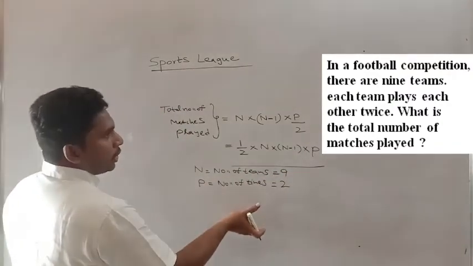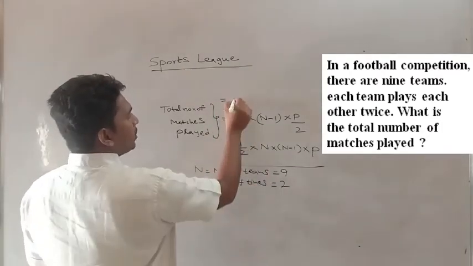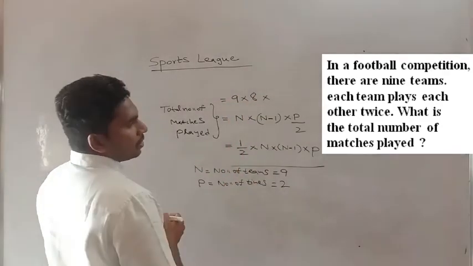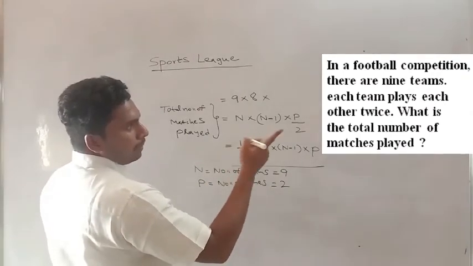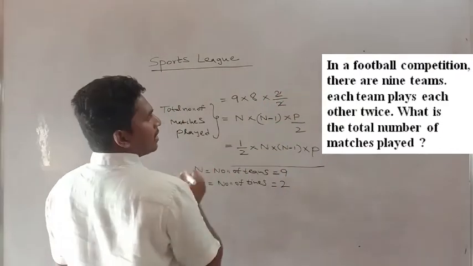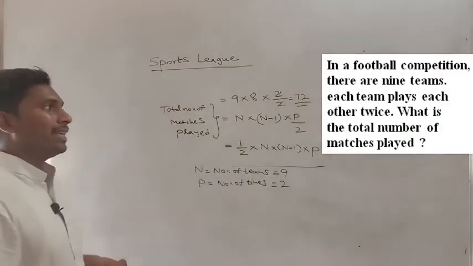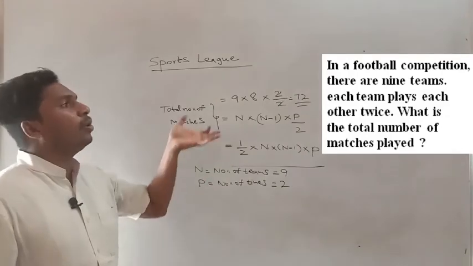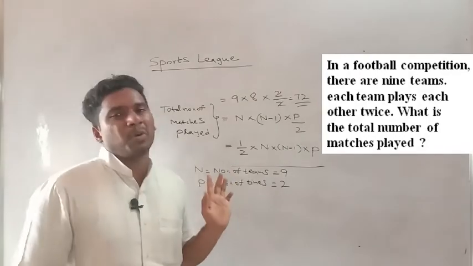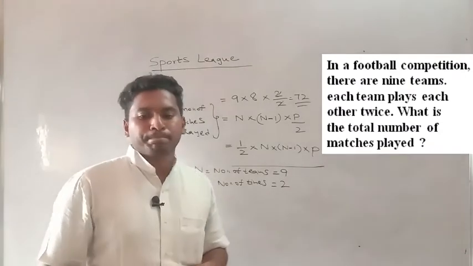If you substitute in the formula, n is 9, n minus 1 is 8, and p is 2, as each team plays each other twice. So it is 9 into 8 into 2 by 2. The 2 gets cancelled, so 9 eights are 72. So a total of 72 matches will be there in the whole league. Like that you can very easily solve these kinds of problems. We'll see another kind of problem from the same model.